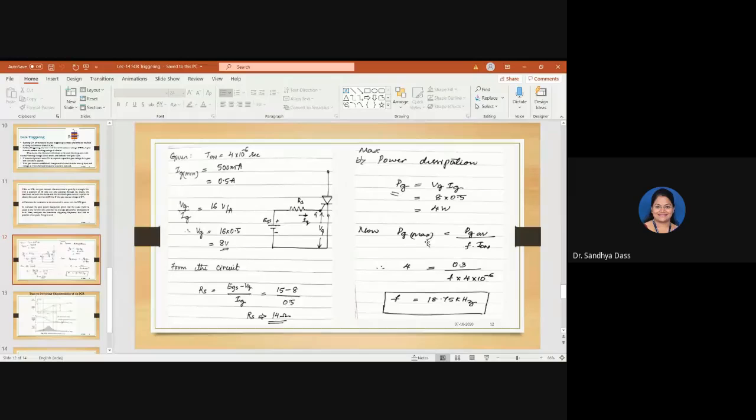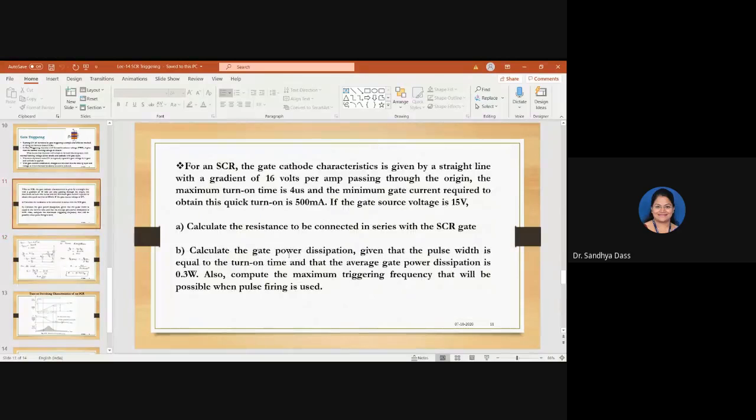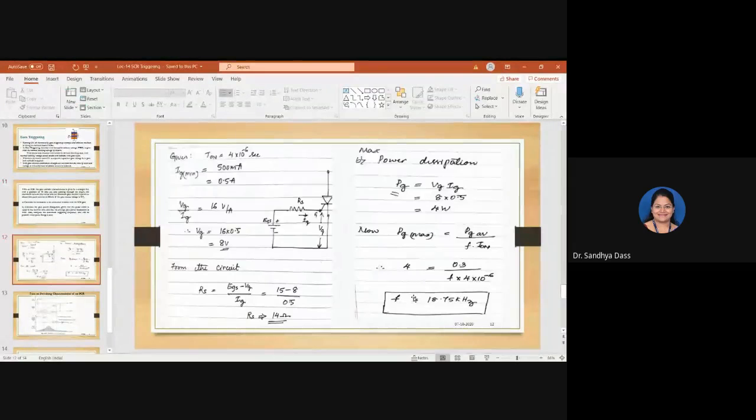It is asked to find the gate power dissipation and the frequency. So, maximum gate power dissipation, we know the expression Pg is equal to the product of Vg and Ig. So you get 4 watts.